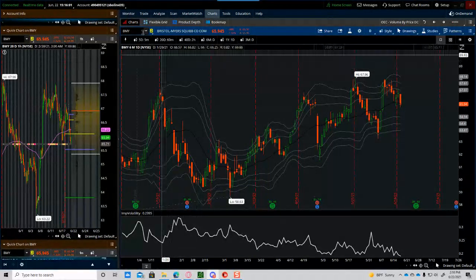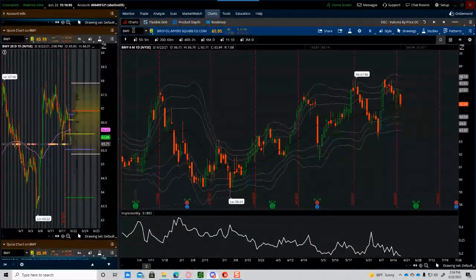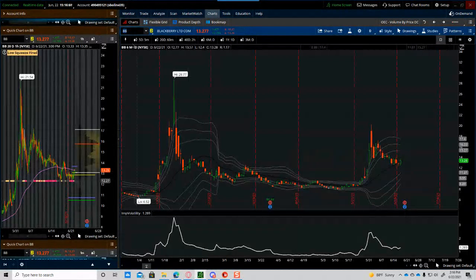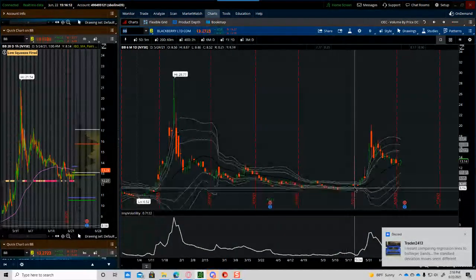So I've got BMY up, and we're looking at the Bollinger Bands here. And we can also go and look at BB. Now, the reason that BB moves or doesn't move apparently has nothing compared to each other.